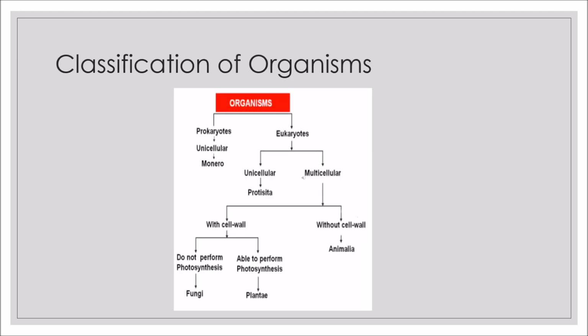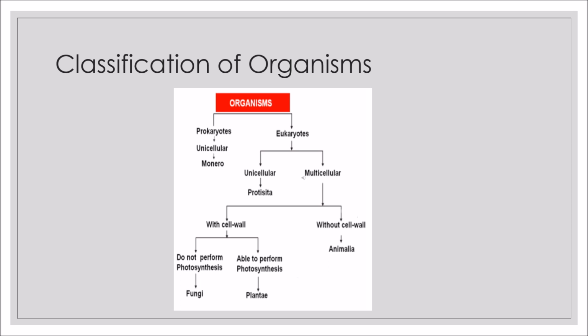So this chart denotes how the organisms are majorly divided. First is prokaryotes and eukaryotes. Prokaryotes means, as I told you, the cell organelles, the mitochondria, the nucleus, the endoplasmic reticulum, all these organelles would not be well developed. Such cells are known as prokaryotic cells. These prokaryotic cells are nothing but all the unicellular cells and they are put under Monera.